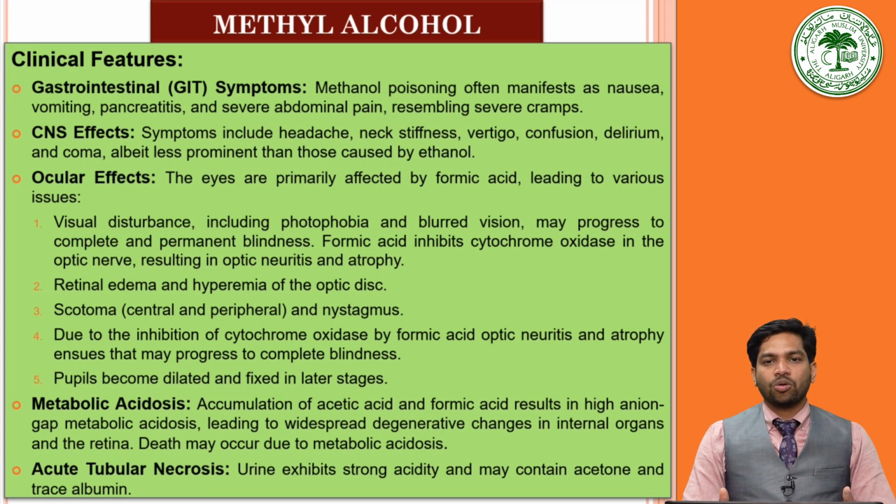Acute tubular necrosis is seen in the renal parenchyma. Urine exhibits strong acidity and may contain acetone and traces of albumin. Other features like muscular weakness, dyspnea, hypotension, tachycardia, and coma may last for 2 to 3 days.